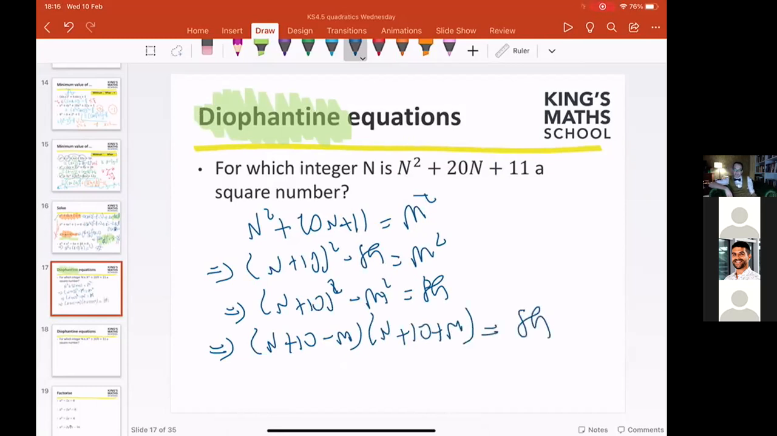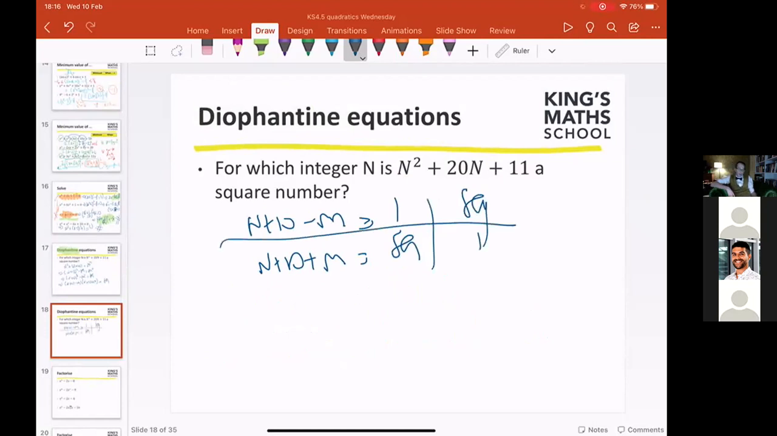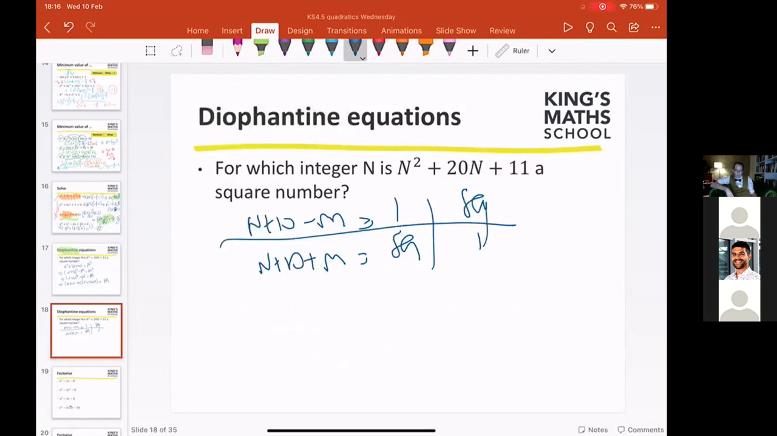And then the thing about 89 is, it's prime, and I'm looking for integer n and integer m. So I'm looking for integer solutions. That's what the word Diophantine means. So I'm looking for whole number n and whole number m, possibly negative as well. They're going to multiply together to make 89. Well, there aren't many options for that. My only options for n plus 10 subtract m and n plus 10 plus m are either 1 and 89 or 89 and 1. Those are the only possibilities, because I've got two factors making 89, but the factors have to be integers. So I want two integers that multiply to make 89, and there's only 89 and 1 and 1 and 89.